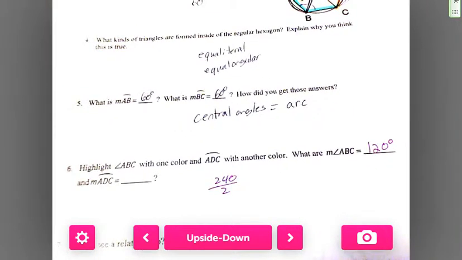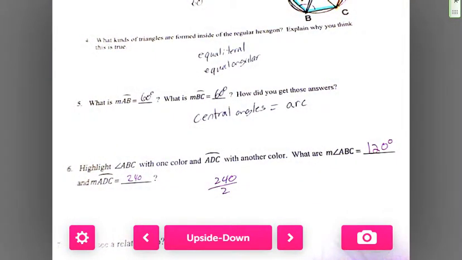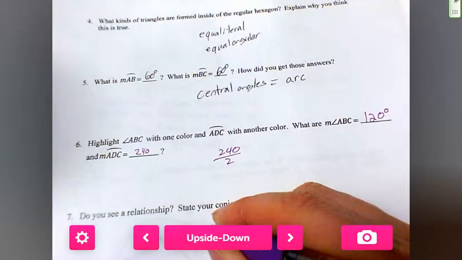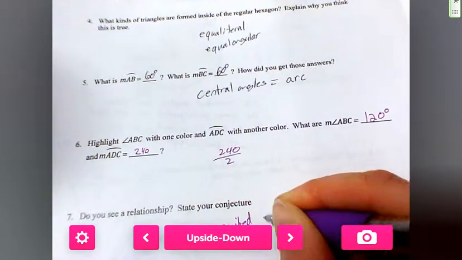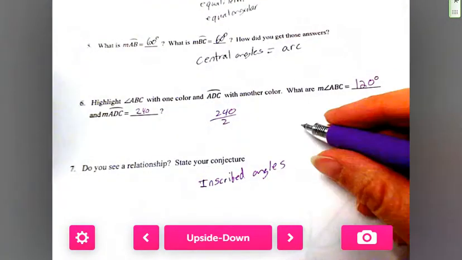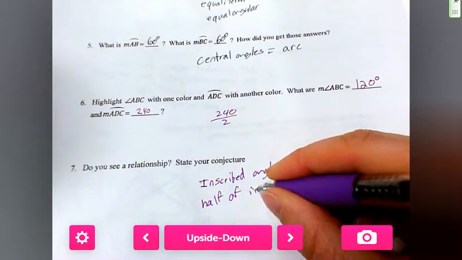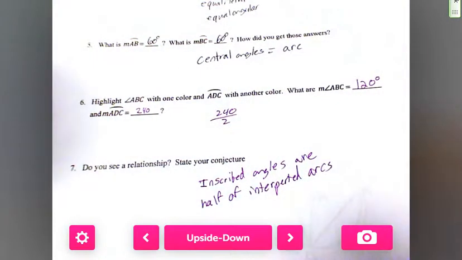Okay, now we're going to look at the arc ADC. We just figured that out. That was 240. Okay. All right, do we see the relationship? It's half as big, right? Inscribed angles are half of intercepted arcs. Okay? All right.